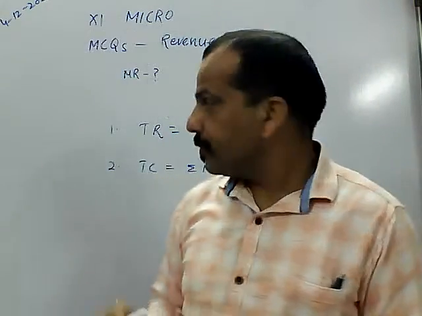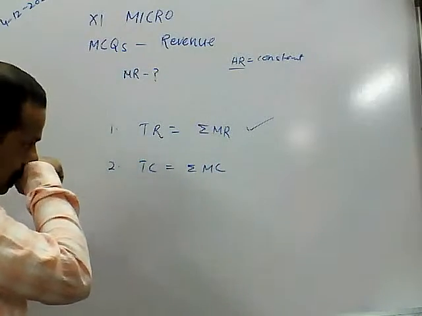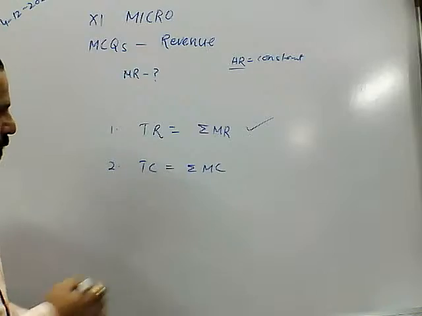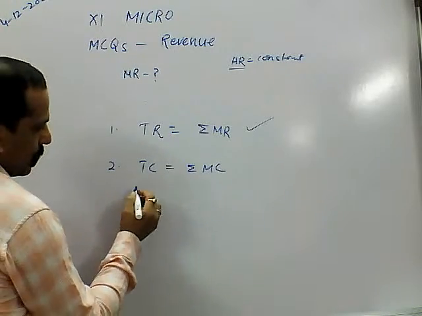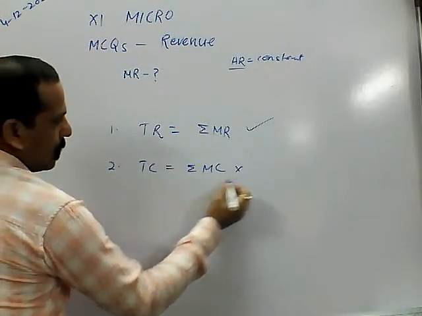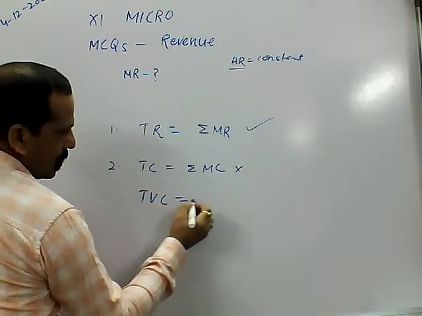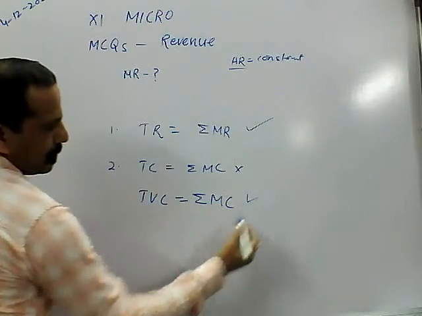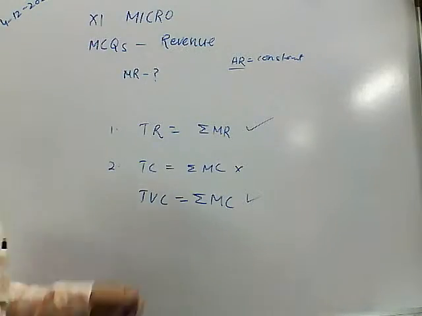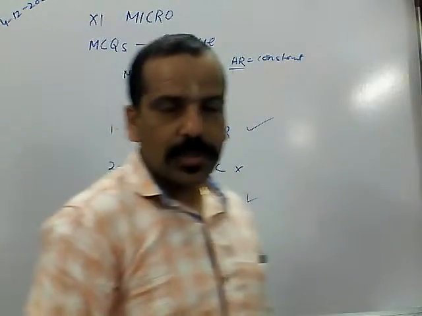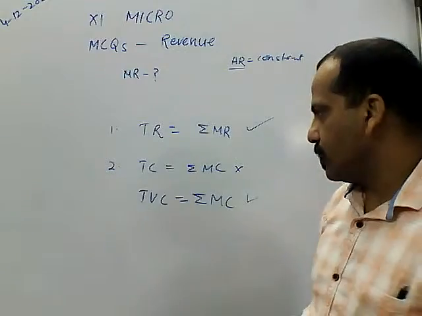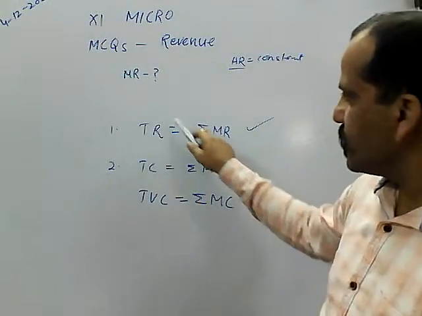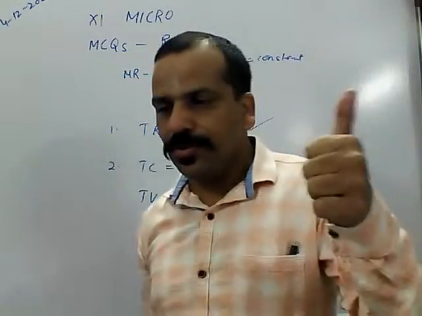Good job. So here what happened? B is not correct. The correct statement is total variable cost is the sum of marginal cost. Got it? Marginal and variable mean change. So this third option, only A is correct, is the right one.